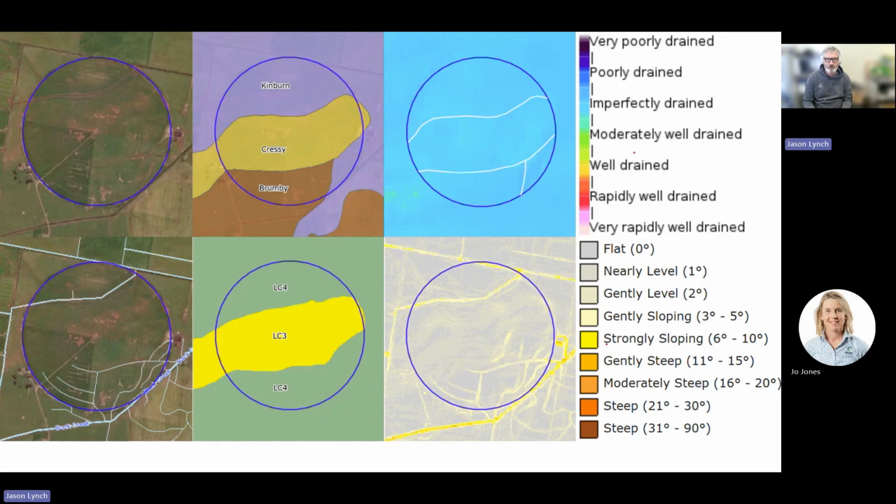We can then flick on to look at a soils layer. In that image, to the north, towards the top of the screen, we've got Kinburn, we've got Cressy in the middle, and we've got Brumby on the bottom. These soils are all quite different in terms of their textures. Yes, they can all be irrigated, but they will behave a little bit differently in terms of potential exposure to drainage requirements, soil moisture holding capacity, and soil fertility potential.